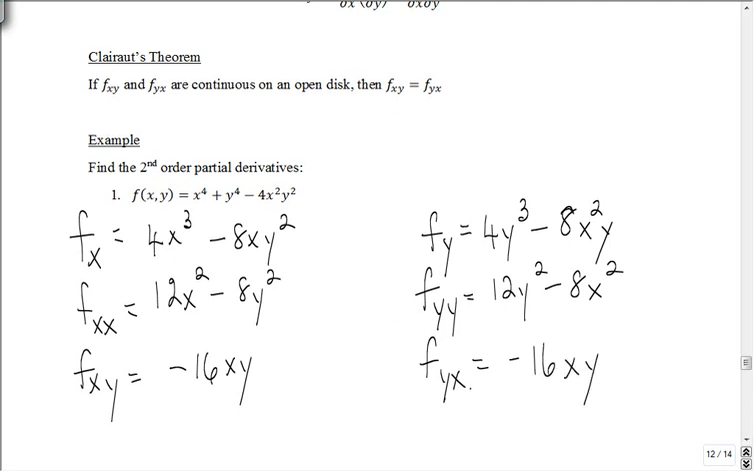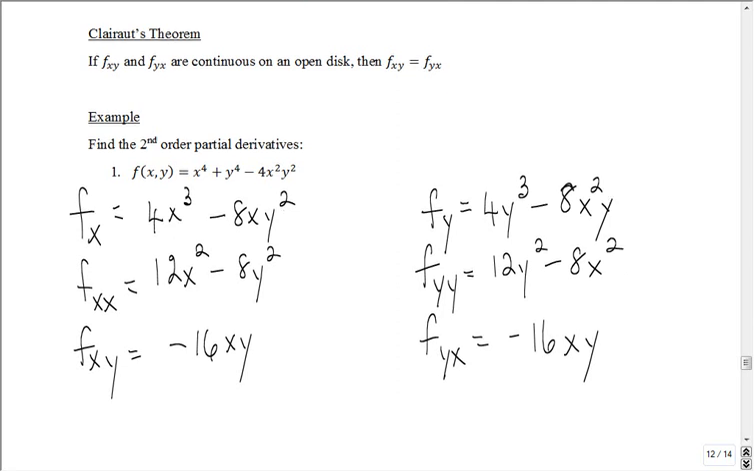And as you can see, they are the same because this entire function, f of xy, is continuous. It's a polynomial. Any questions? So if they are equal, it is continuous? Yes. Now, yes, yes. They're equal because it's continuous. That's good.